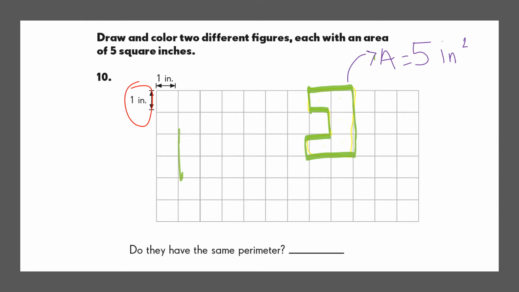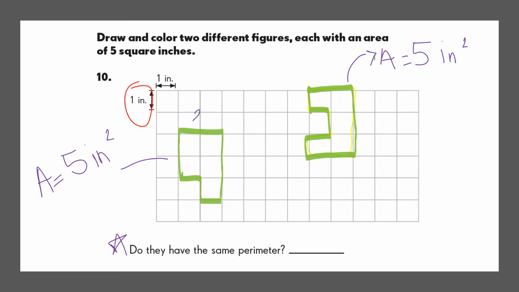Let's make another one. I kind of want to see 1, 2, 3, 4, and I can just add on a 5th like that. You guys could get as creative as you want. So we can look over at this again and say, this area is also 5 inches squared. Now, down here at the bottom, it says, do they have the same perimeter? I don't know, we should probably figure that out.